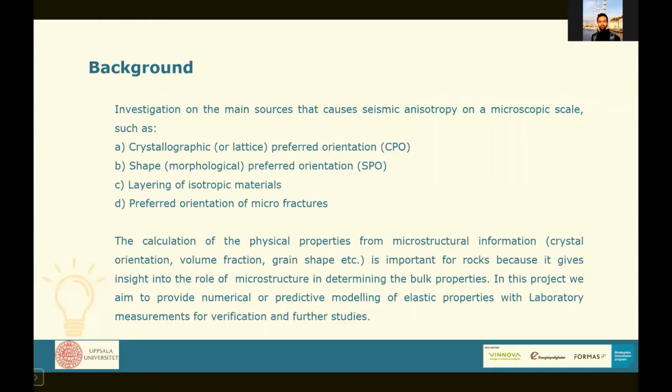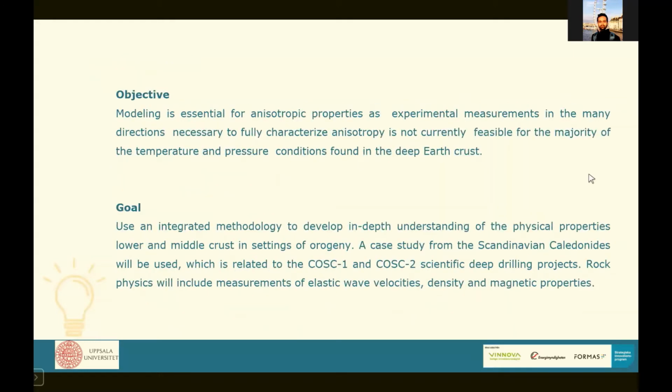So to provide the numerical and predictive model and verify it with the experiment is the background of active research for this area. This presentation is a part of a bigger project. Numerical or predictive modeling tools are very essential to calculate for anisotropic materials, because anisotropic materials have directional dependency parameters, and to measure all of those parameters in different directions, currently even in state-of-the-art laboratories, it's not possible for the majority of pressure and temperature conditions from the deep Earth crust.